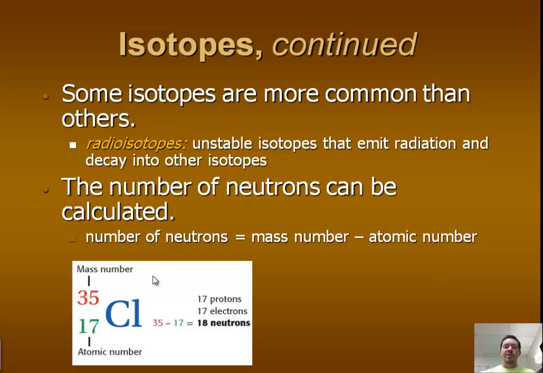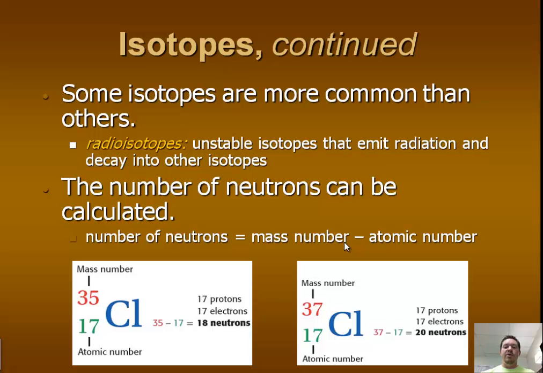For example, we've got chlorine here that has a mass number of 35 and an atomic number of 17. So I can subtract those two to give me 18 neutrons. An isotope of chlorine is chlorine 37. Same number of protons, or same atomic number. So 37 minus 17 gives me 20 neutrons.